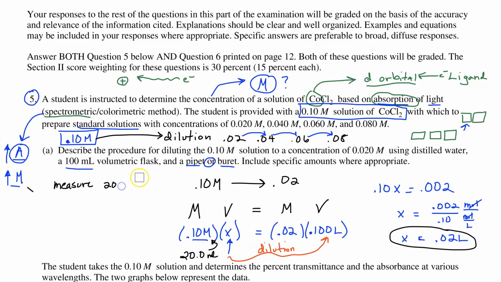And how I know that is because if I look at the numbers that were given to me, I can see that I was given 2 significant figures here, 2 significant figures here, and I'm looking to make that. So from my least significant number, 2 significant figures, it's going to be 20 milliliters. So measure 20 milliliters from a burette or pipette. I'll say measure from a burette into a 100 milliliter volumetric flask.